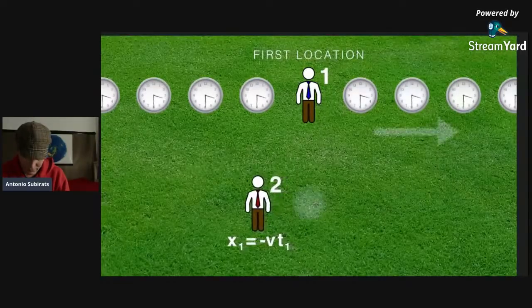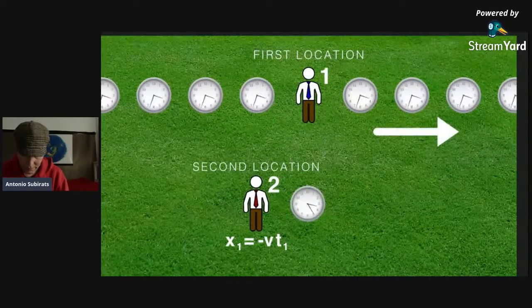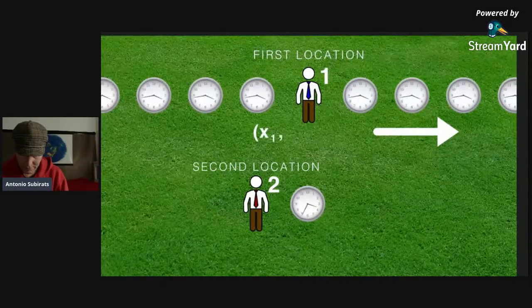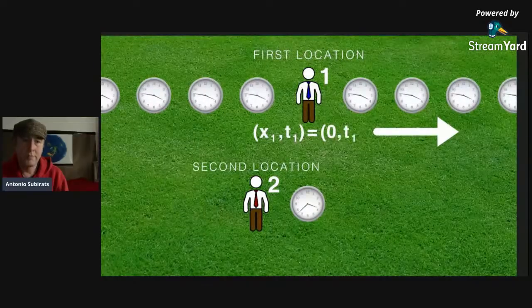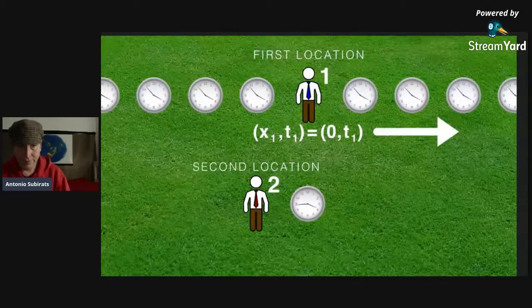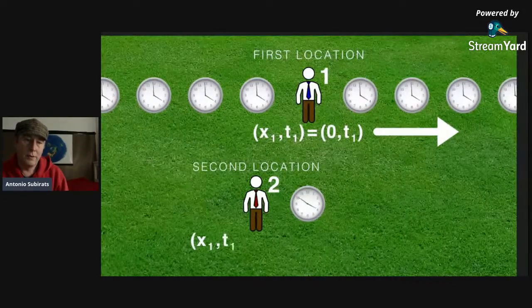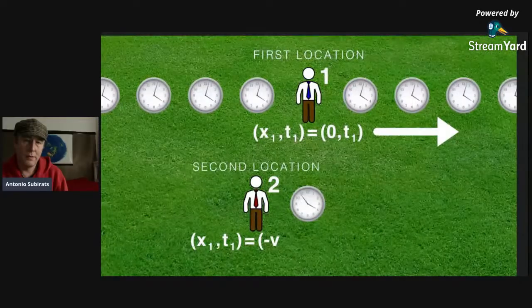Let's stop the motion and concentrate just on the 2 locations and times as seen by observer 1. His own location is simply x sub 1, t sub 1 equals 0, t sub 1. Now let's write down observer 2's location as seen by observer 1. It is just x sub 1, t sub 1 equals minus v times t sub 1, t sub 1.